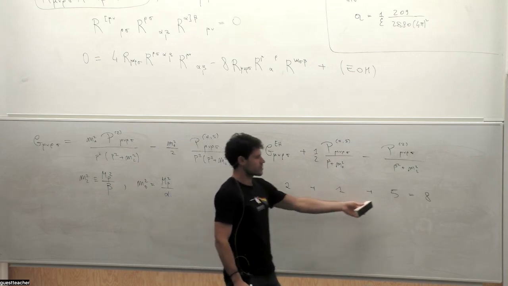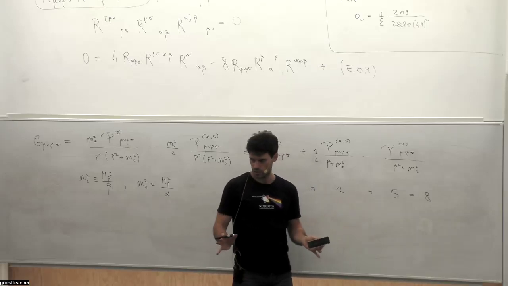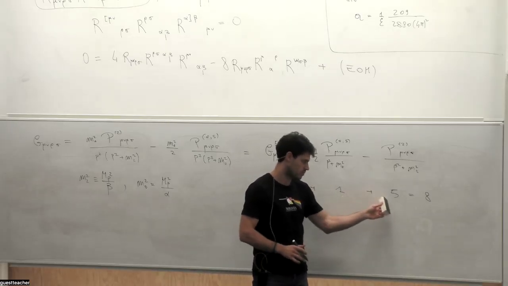And you can ask, are these extra ones somehow physical or unphysical? They are massive degrees of freedom. You cannot remove them with any gauge transformation. They are in principle physical degrees of freedom that will contribute on shell.